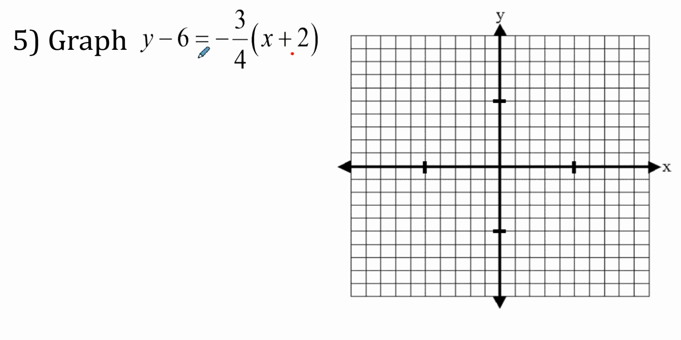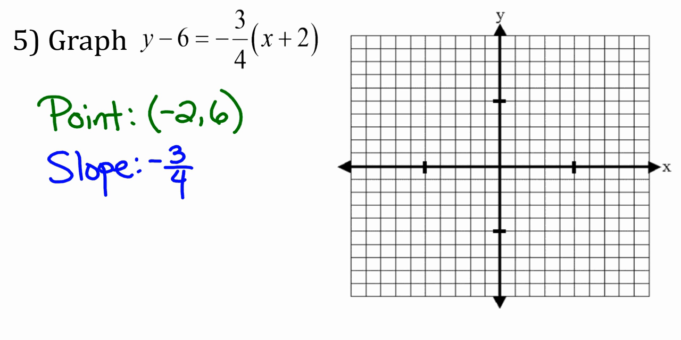What point do we have as a reference for our graph? Well, remember, that's going to come from here and here. So because it's a plus, remember this should be (-2, 6). So let's plot the point (-2, 6) to start. And let's use our slope of -3/4 to generate more points on the graph.